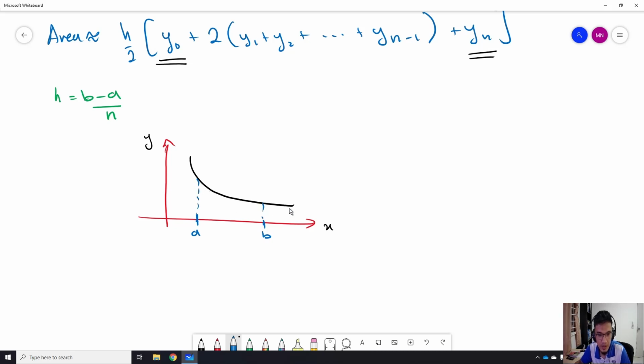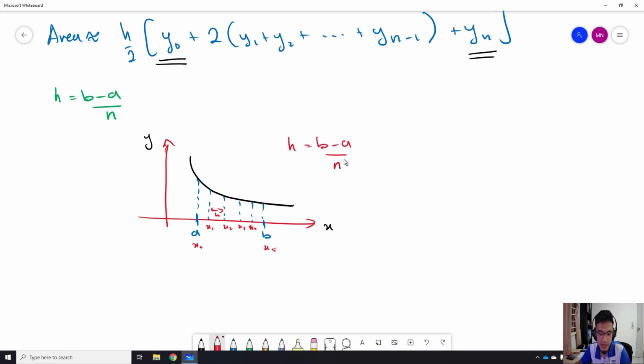Okay, so we want to find that. In order to create h, what is h? H is the line in between this. So the x1, x2, x3 and x4. So this will be x0 and this will be x5. So this is the h. So the h can be calculated by h equal to b minus a over n.